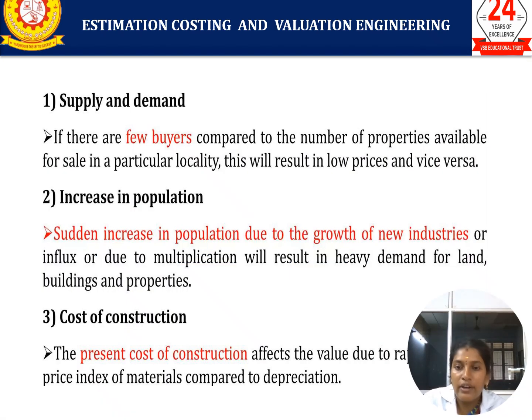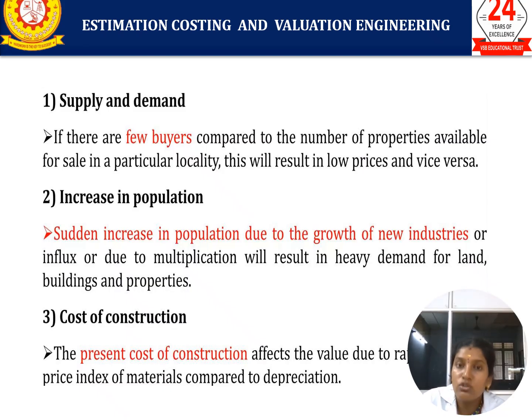So here, if we are taking one location, in that location only a few buyers are available, but compared to those few buyers, the number of properties available in that location is very high. So automatically what will happen? The present value of the property will be low. Low price will be here because there are only a few buyers and more properties available. And vice versa, it can be changed.